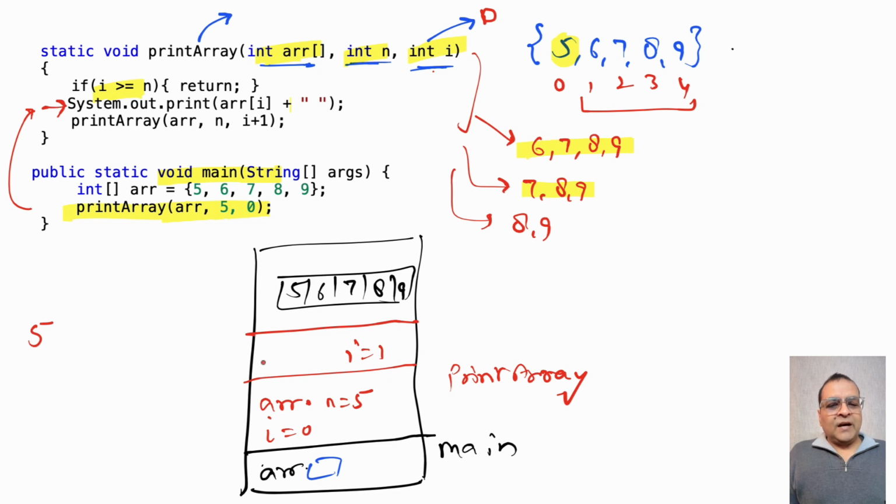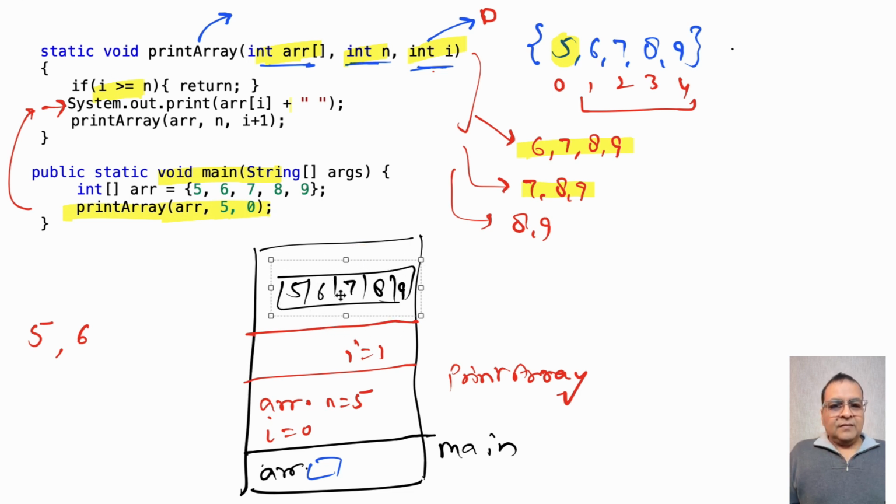When it calls the function for I is equal to 1, I am not writing the rest of the parameters because the rest of the parameters remain the same. arr will still be holding the address of this array. n will still be 5. When I is 1, then it will print the first element, which is 6, and then it will again call the same function. So we have less space here.